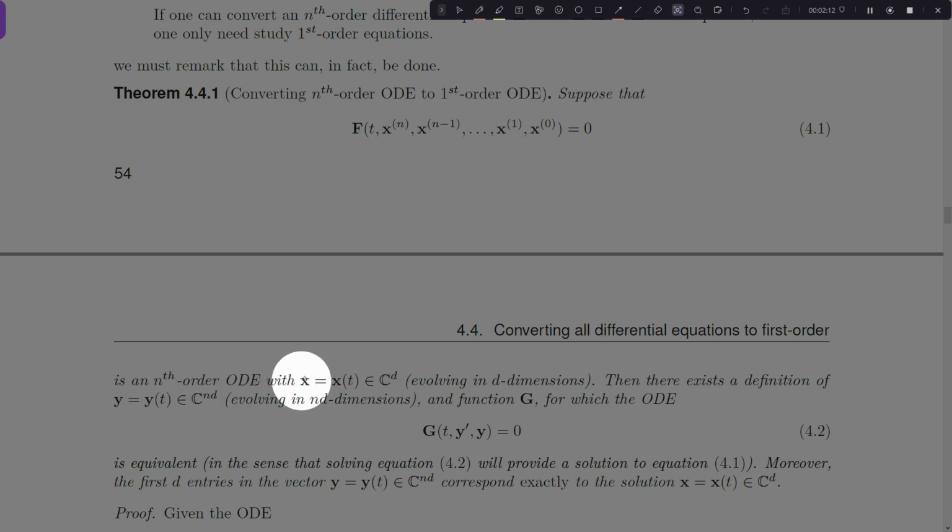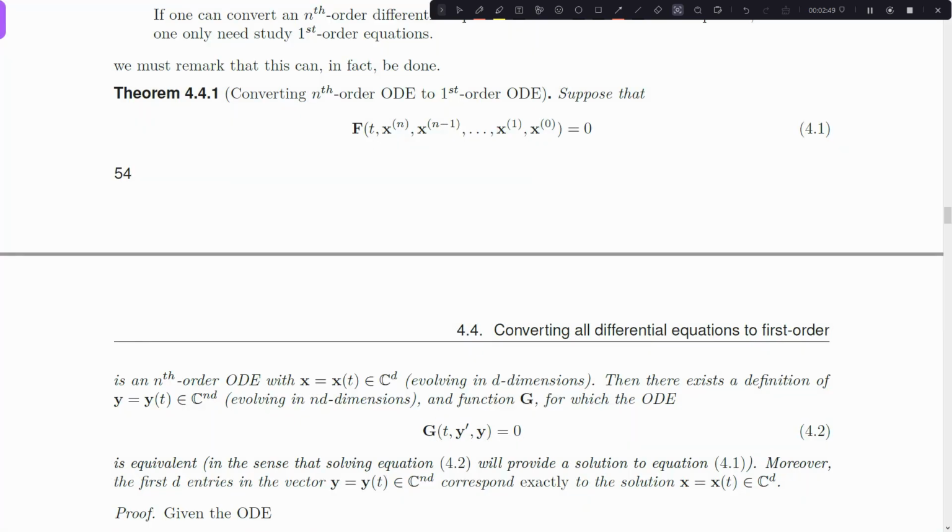So the way we do this is it's important that we recognize we have an nth order ODE, and that we're assuming that our solution exists in d dimensions. Okay, so we have to keep this in mind. Nth order, d dimensions, then we get a first order ODE in n times d dimensions. So we have to multiply the number of the order with the dimension that we're evolving in, and that's where we end up with the new ODE evolving in a lot more dimensions, but we can save ourselves on the order.